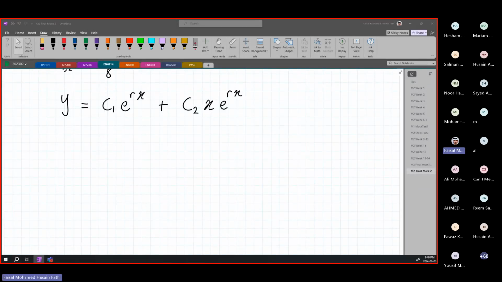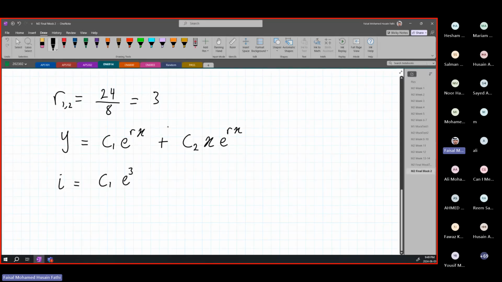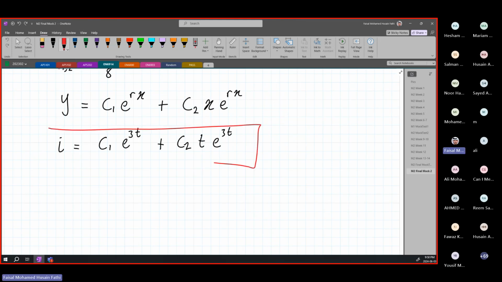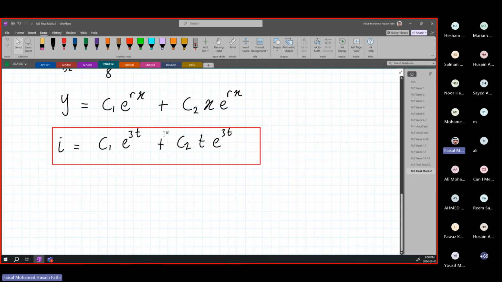So to do that, instead of y, we're going to put I is equal to c1 e to the power of r, which is 3, t instead of x, plus c2 t instead of x e to the power of 3t instead of x. And this is your general solution. All right, this is your general solution.